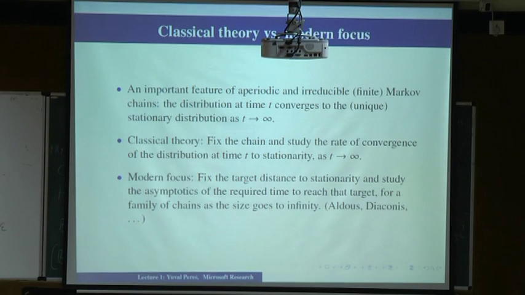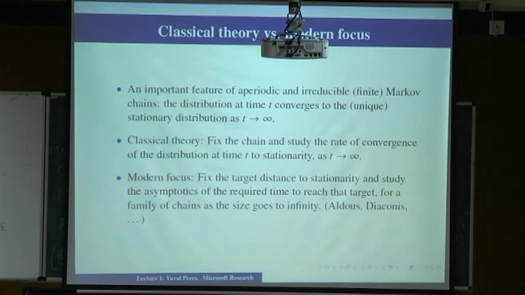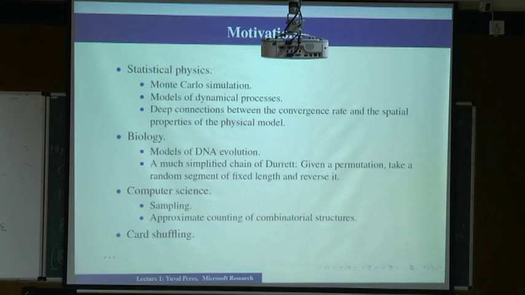And the important thing there was not driving the distance to 0, but really driving the distance below some threshold, but considering very large chains. And the same problem arose in statistical physics in analyzing the dynamics of the Ising model on large finite graphs.